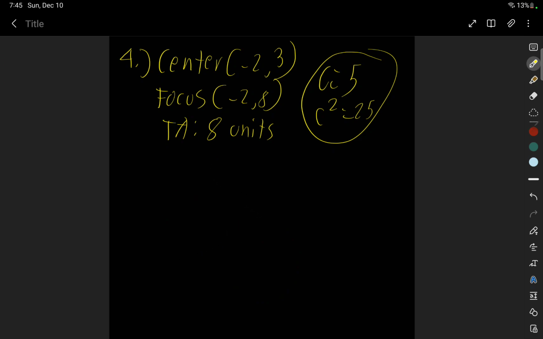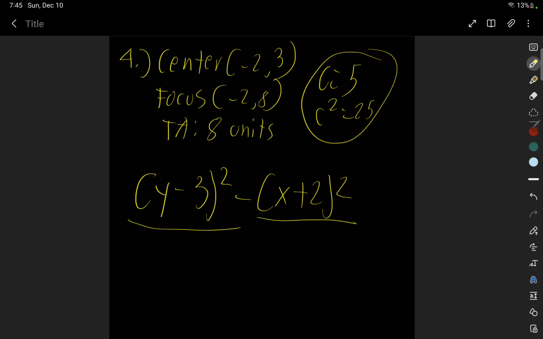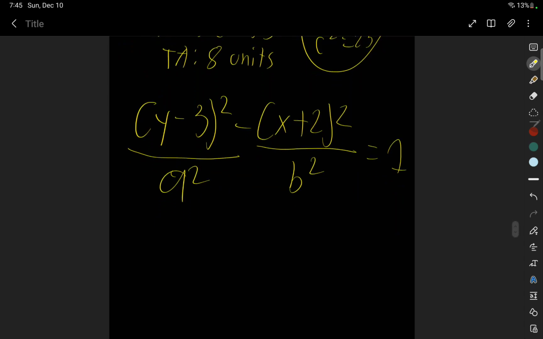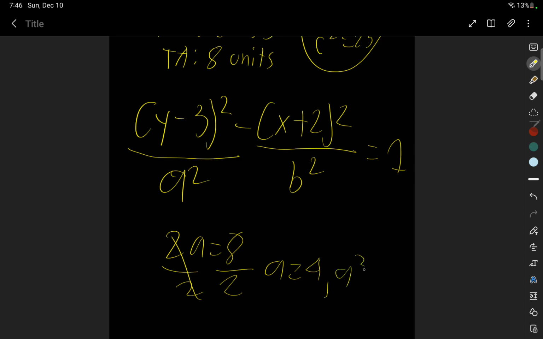Then after getting the value of C, and nakita natin nasa y siya, mauna si y coordinate. Y, change the sign rule, minus 3 squared, minus x, change the sign rule, plus 2 squared, over, equal to 1. Since C squared is 25, nasan si A squared and B squared? Si A squared natin is the transverse axis, 2A is equal to 8. Divide both sides by 2, A is 4 and A squared is 16.